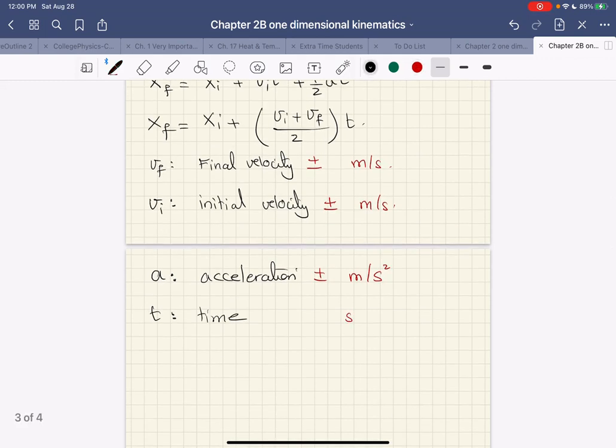Now x final is the final position. I might use a notation different from your textbook, but I'm defining these for you, like I like maybe to make them meaningful. This can be again the final position. It might be plus or minus, and it has units of meters. And then xi is the initial position, and it can be plus or minus, and it is in meters.